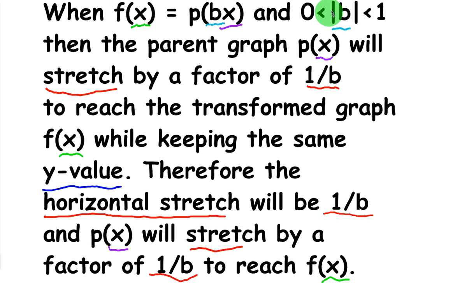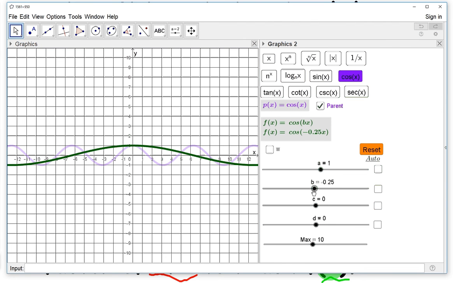So when the absolute value of b is between 0 and 1, then the parent graph p of x will stretch by a factor of 1/b to reach the transformed graph. So for example, for 1/4, it would stretch by 4 because 1 divided by 1/4 is 4. So it's going to stretch by the reciprocal of the fraction to reach the transformed graph f of x while keeping the same y value or p value. Therefore, the horizontal stretch will be 1/b, and p of x will stretch by a factor of 1/b to reach f of x. That is horizontal stretching in a nutshell. If you have any other questions about horizontal stretching, let me know.